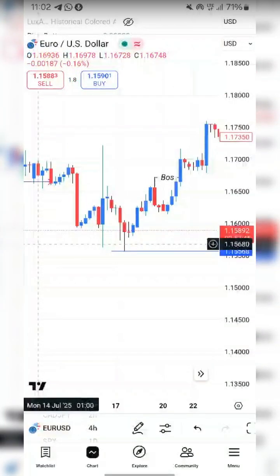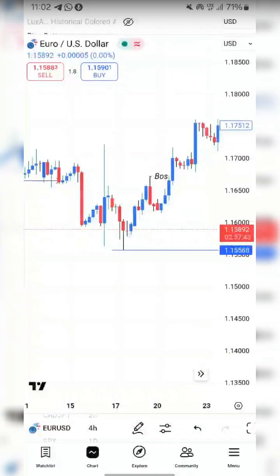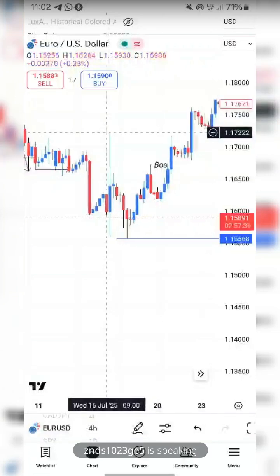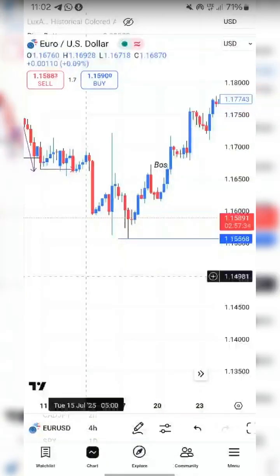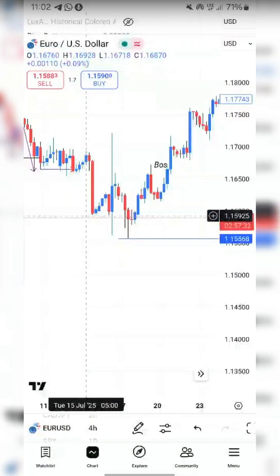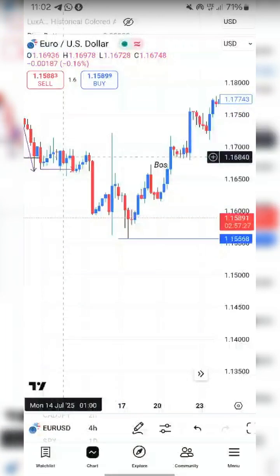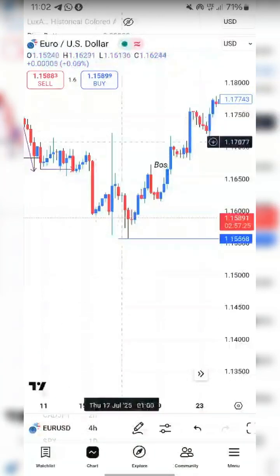What happened? You see this wick? This particular blue candle with this long wick to the top. Yes, I can see it. So this particular candle did not create a break of structure to the downside, and it did not create a break of structure to the upside. This one means something else, but I won't talk about it now.